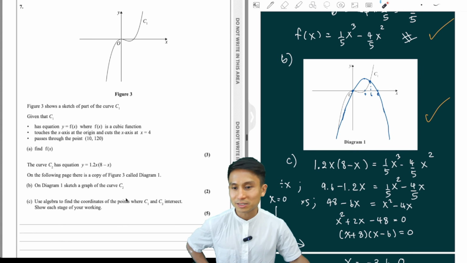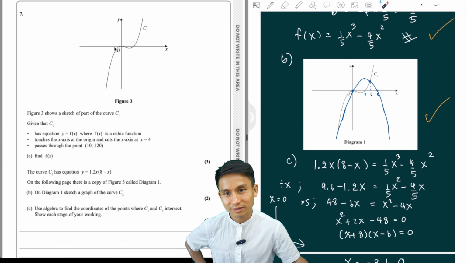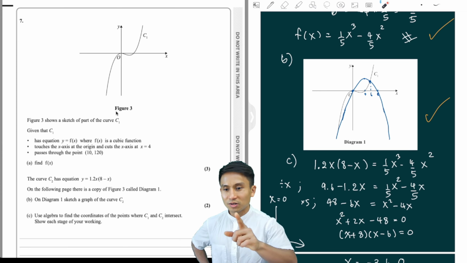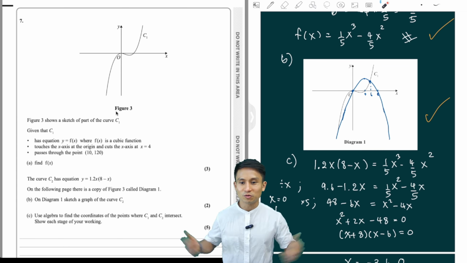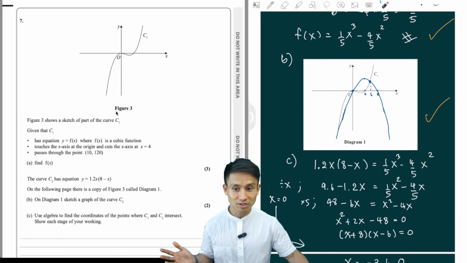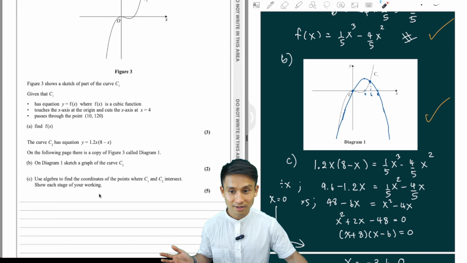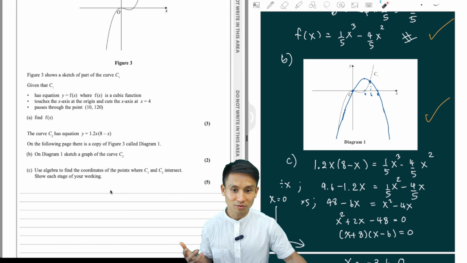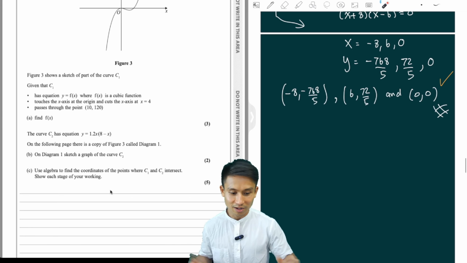So for part B and part C, part B is just drawing. So you got C2, so it's just testing if you know how to plot a quadratic function in a graph. Part C is just solving it, right? So you got to be careful on that one, because there are 3 intersections, I think, and I got 3 points here.